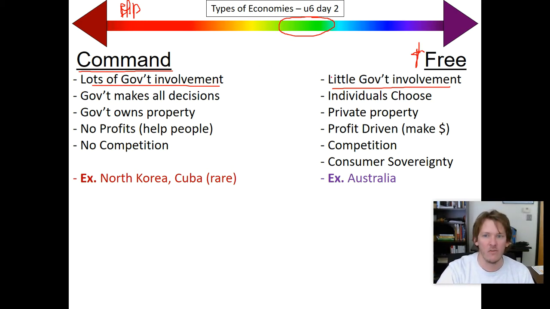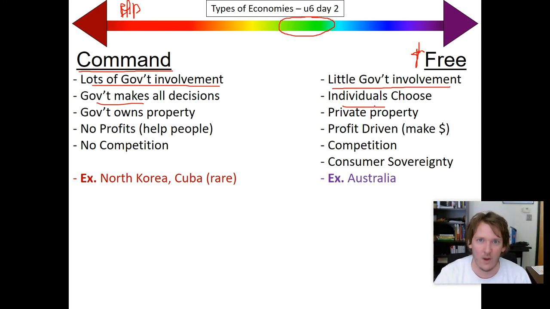So, a lot of government, or free economies. Now, it's not free as in everything's free. It's free as in free from government involvement. Over here, the government makes all the decisions. Over here, individuals get to choose. You decide where you're going to live, how you're going to live, what house you're going to live in, whether you have a car or not, what kind of car you're going to buy, what kinds of clothes you buy. I know it's hard to imagine an economy where this doesn't exist.